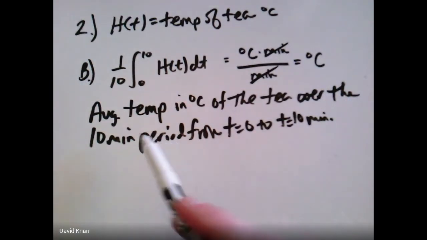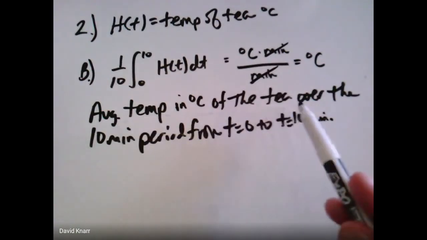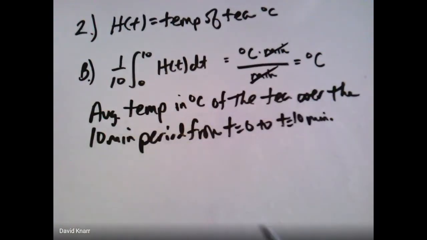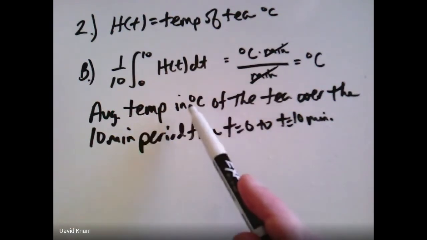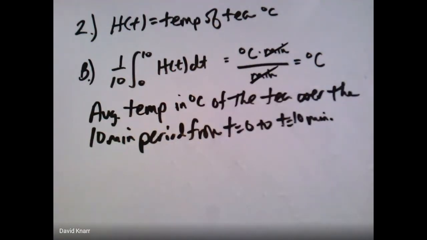Okay? And all of this needs to be part of your answer. It says, using correct units, explain what this is in the context of the tea. It's an average value problem. In the context of the tea, it's the average temperature in degrees Celsius of the tea over the 10-minute period from t equals 0 to t equals 10 minutes.